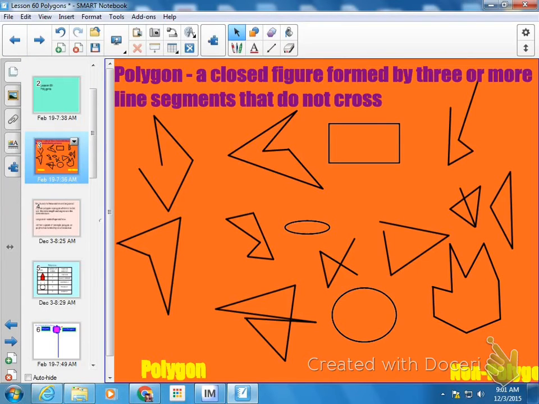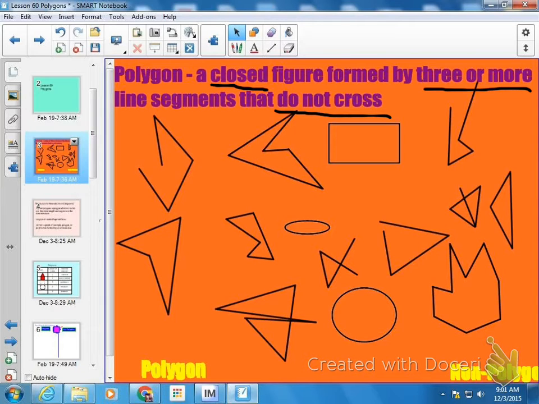The first thing you need to know is the definition of polygon. And make sure you write that down. A polygon is a closed figure formed by 3 or more line segments that do not cross. So an important thing for you to note is a polygon is a closed figure and it's formed by 3 or more line segments that do not cross.